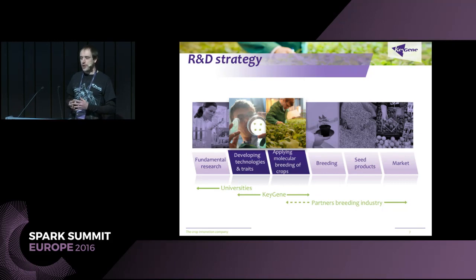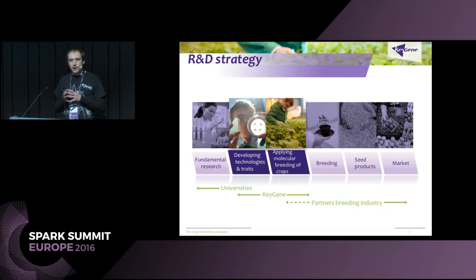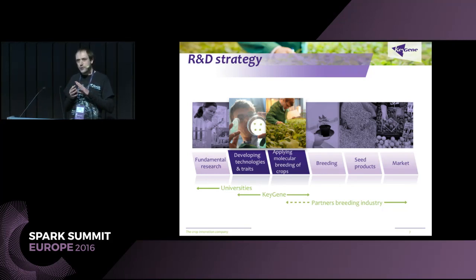So our research and development strategy at KeyGene focuses on the field where you would say universities on the left-hand side and the breeding companies on the right-hand side would kind of meet. So we try to develop novel technologies and novel traits. So not so much focus on the fundamental research, but more on the applied research, let's say the pre-competitive research for our shareholders, but also the specific projects that we perform for non-shareholder companies. And yeah, we like to position ourselves in the middle and have interaction on the academic side, but also with the companies that we work with.